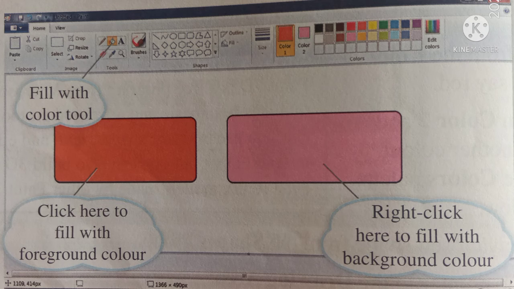Number 3. Click on Color 1 and select a color from the color palette. This is your foreground color. Click Color 2 and select a color from the colors palette. This is your background color. Number 4. Move the mouse pointer to the drawing area. Number 5. Click or right click on the rectangles to fill them with foreground or background color respectively.